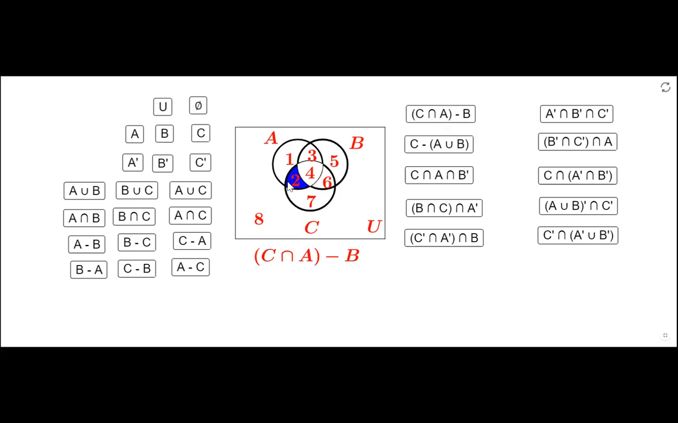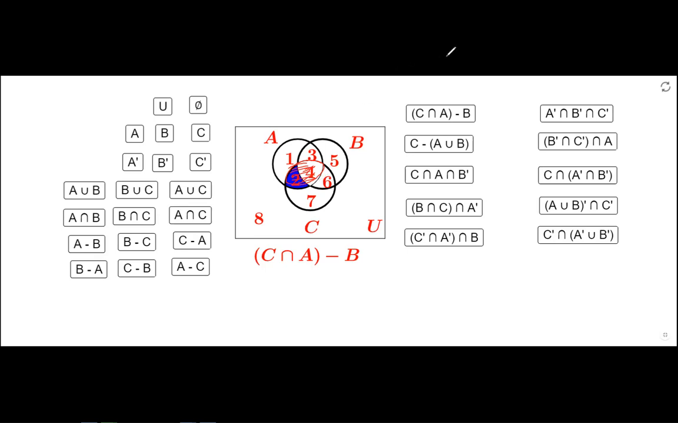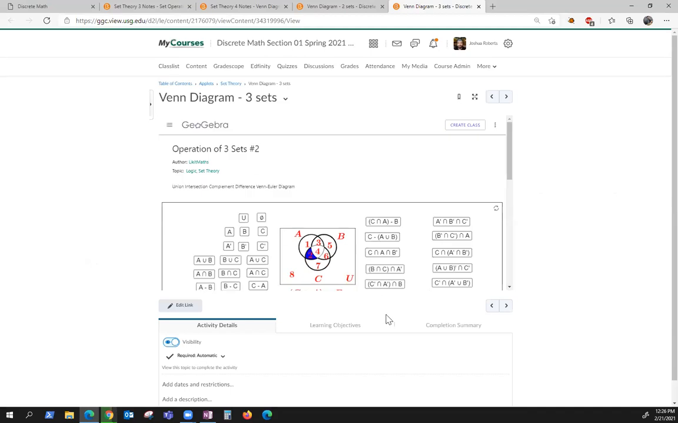So this is the intersection of C and A. So the intersection of C and A would be this. But then if I subtract B from it, that's only going to leave me this part. So that's why that's this one. All right, play around with those. They're extremely useful. And now let's look at some quick example problems.